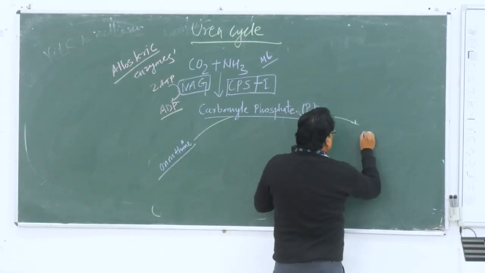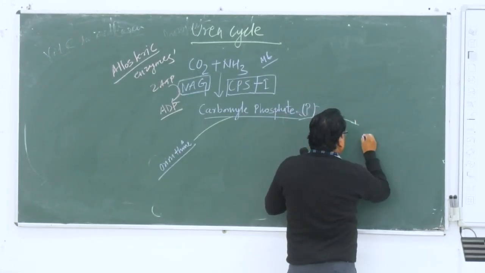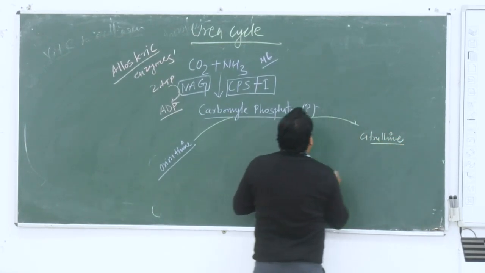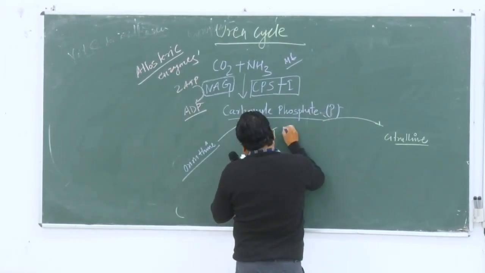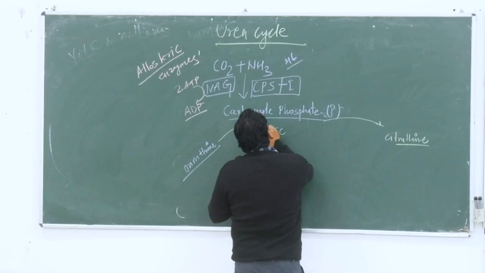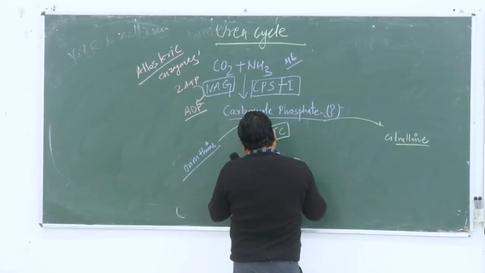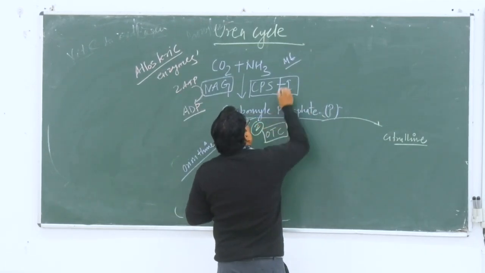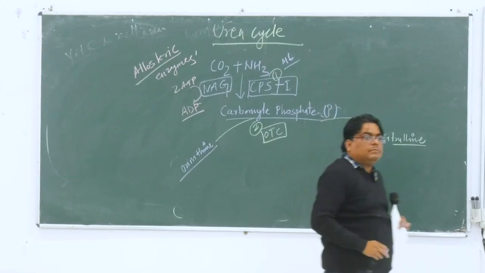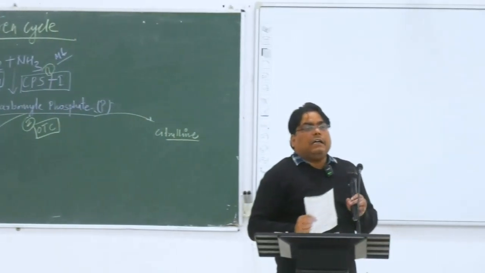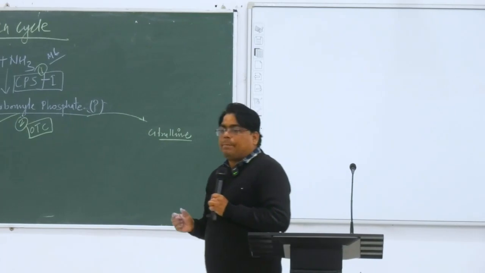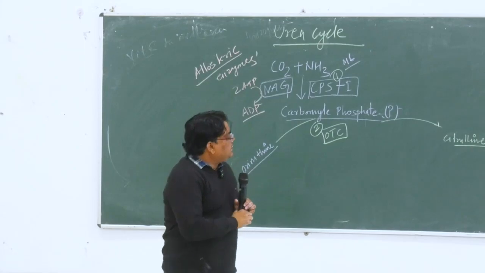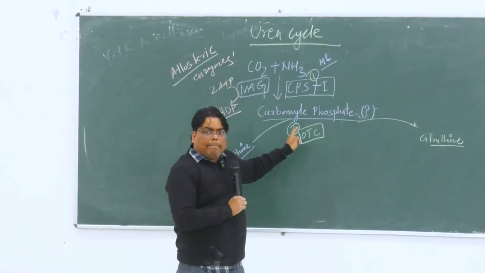Forming here citrulline with the enzyme OTC, ornithine transcarbamylase. This is the second enzyme. This is the first enzyme. These two steps proceed in the mitochondria because these enzymes are present in mitochondria. So these steps proceed in mitochondria.